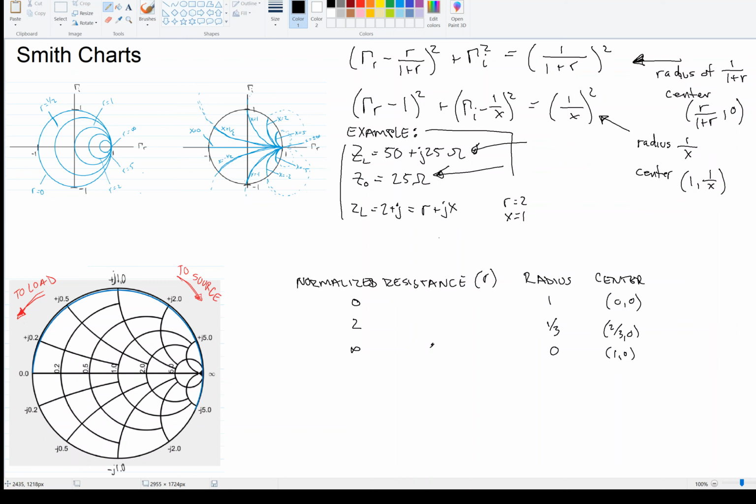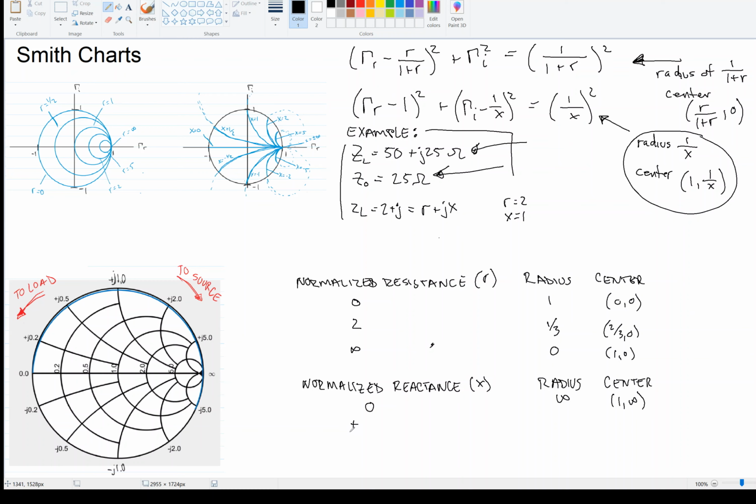Now let's look at the X circles for these cases, with normalized reactance. Okay, so if we have a reactance of 0, we can plug it in here, and we see that the radius would be infinity, and the center is at 1, comma infinity. That's an interesting case. And again, I'll say a little bit more about that in a little bit.